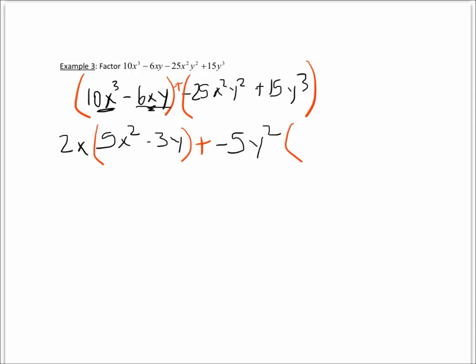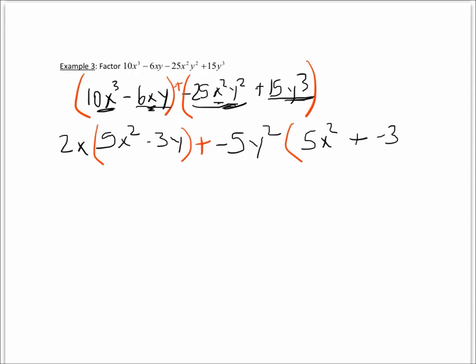Now what's left? Well, out of negative 25, I took out negative 5, which means 5 is left. I didn't take out any x's, so the x squared remains. And I took out all the y squared. Those are both being pulled out to the outside, so there's no more y's left on the inside. And then a plus out of the second term here. 15 divided by negative 5 is a negative 3.